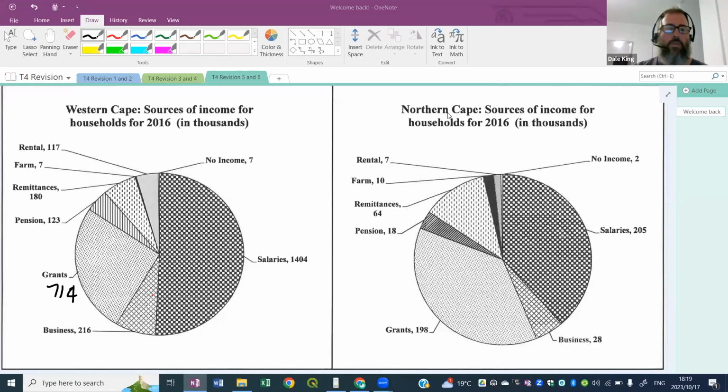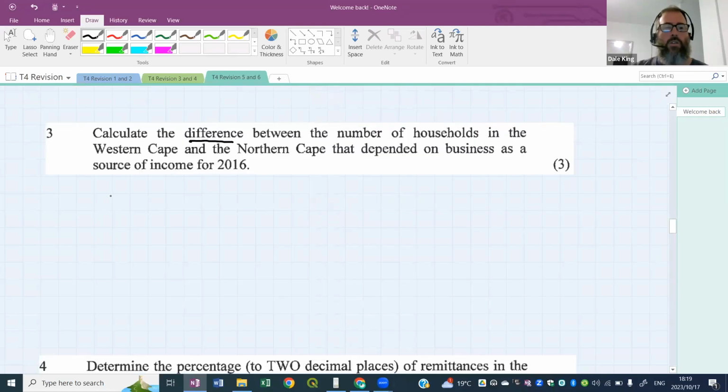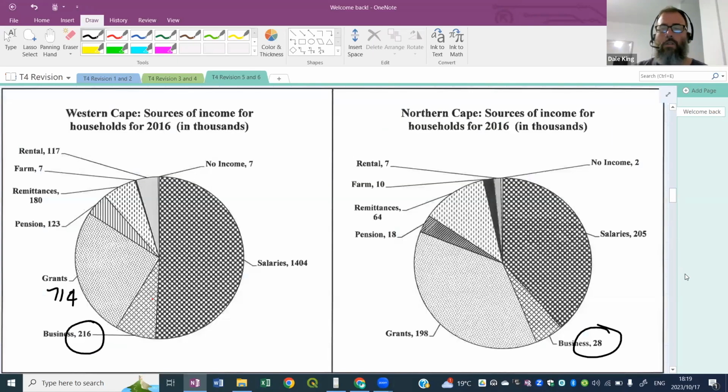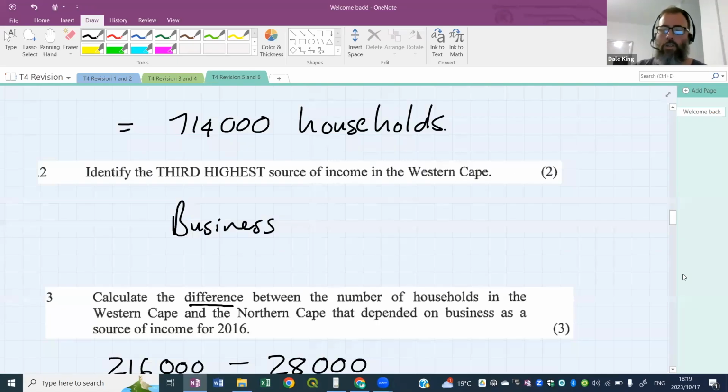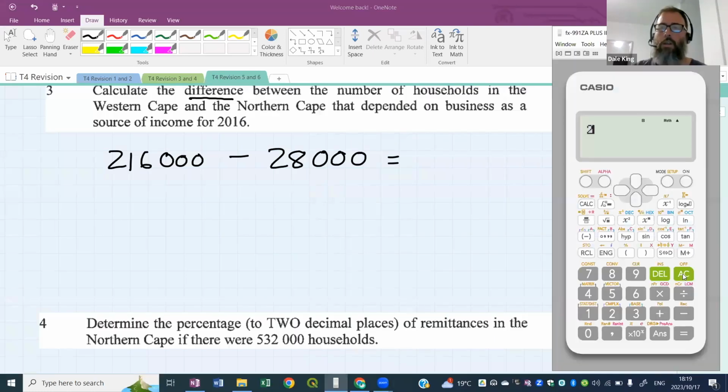Yes, good job. Okay, so we look at business for the Western Cape, here on the left at 216, and business for the Northern Cape on the right is 28. Remember, each one has got to have 3 zeros. So let's put all the zeros in this time. So it's 216,000 for the Western Cape minus 28,000 for the Northern Cape. Let me just check, 216 and 28. Yes, that's right. And I'll use all the zeros in my calculation as well, even though it won't make a difference, but let's do it anyway, as long as you add them on at the end. There we go, 188,000. Good job.